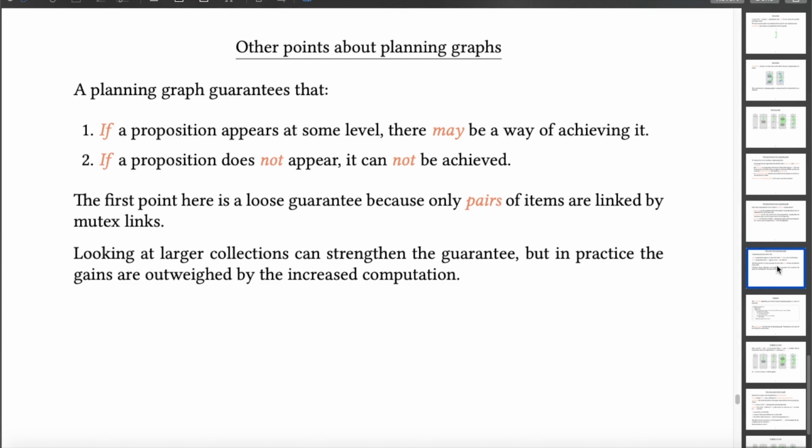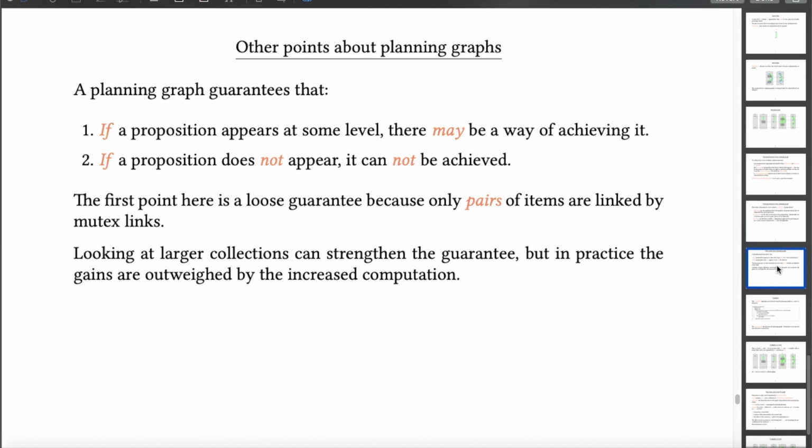As a general statement, if you have a planning graph, then if a proposition appears at some level, there may be a way of achieving it at that point. But if a proposition doesn't appear at some level, then it can't be achieved at that point. And this is a direct consequence of the fact that we're only looking at interactions between pairs of items, namely the ones that are linked by mutex links.